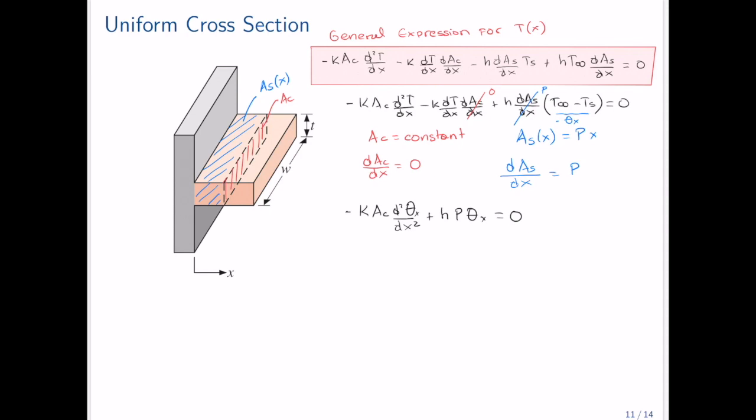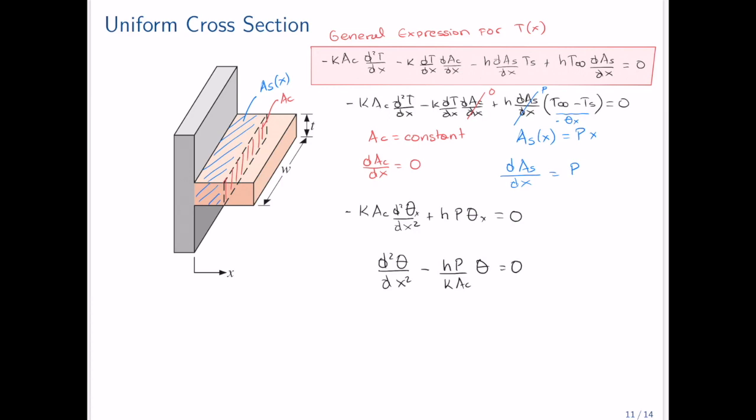So how do we solve a second order differential equation? We can simplify it a little bit, the coefficients here, if we realize that these are constant and these are constant. So let me move the coefficients in the following way. We can divide by minus kAc, and so we have the second derivative of theta with respect to x minus hp divided by kAc and multiplied by theta equal to 0.